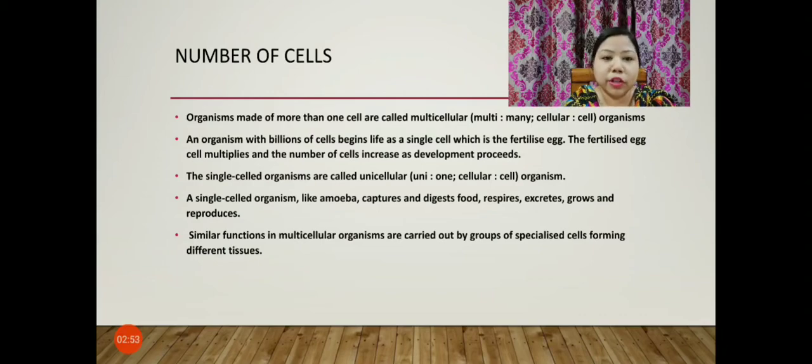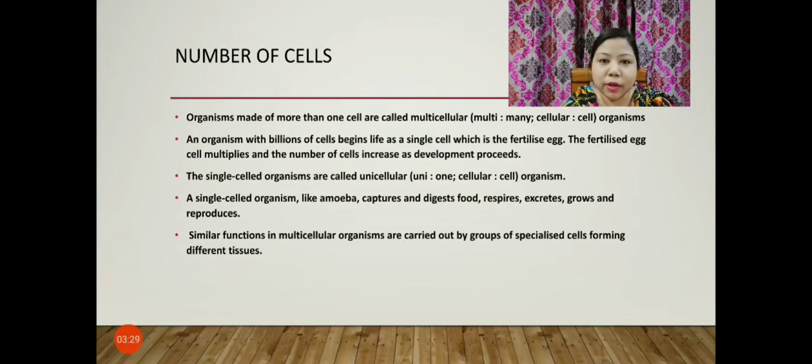The similar functions in multicellular organisms are carried out by groups of specialized cells which form different tissues. Since multicellular organisms have more cells, similar cells group together to form tissue, and they perform a particular, specialized function. Those tissues again combine to form the organ, and the organs combine to form the organ system, and ultimately it forms the individual.